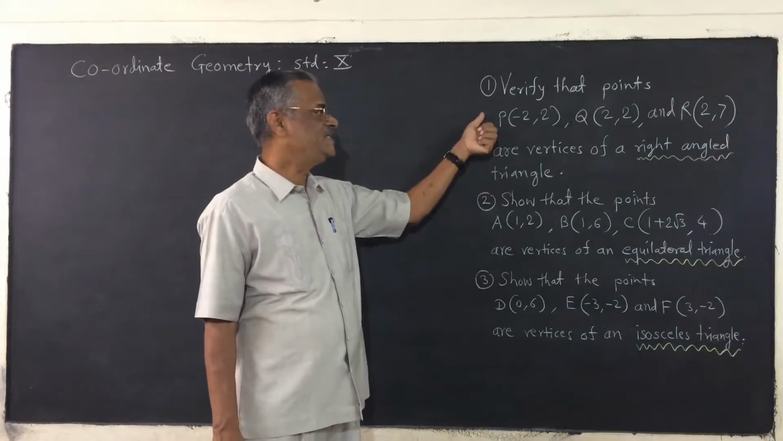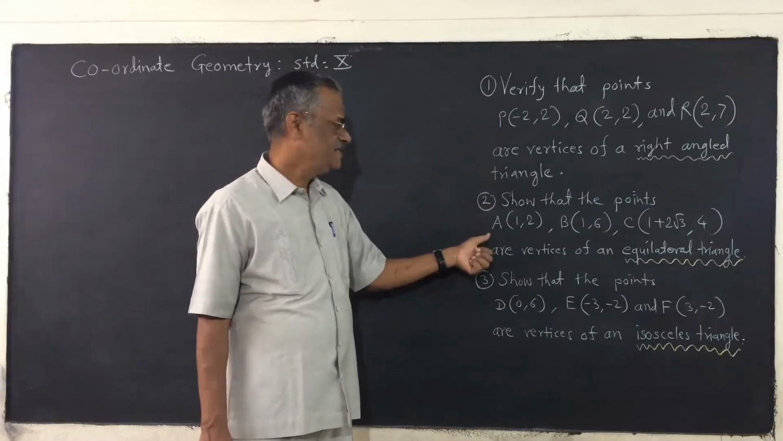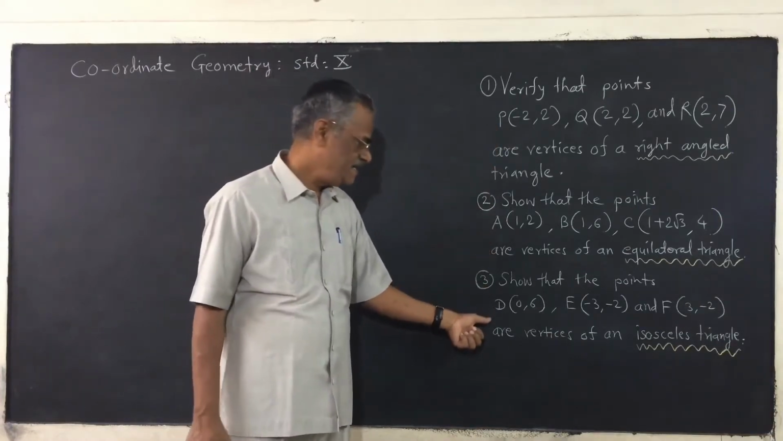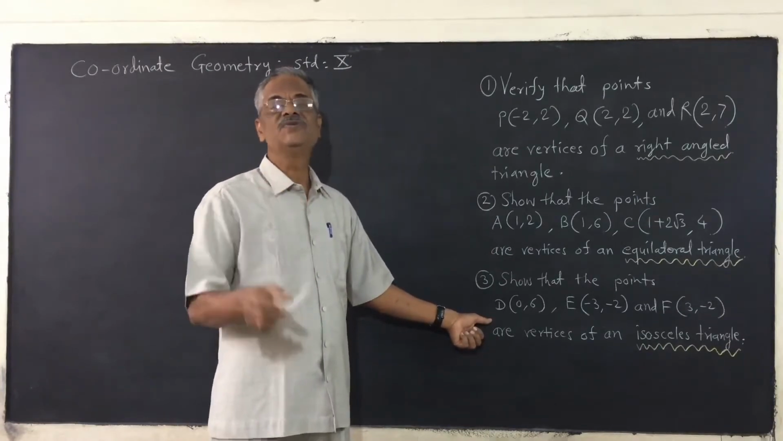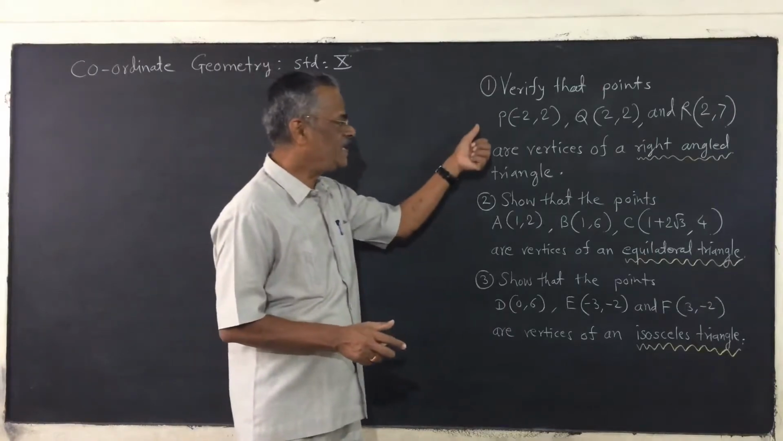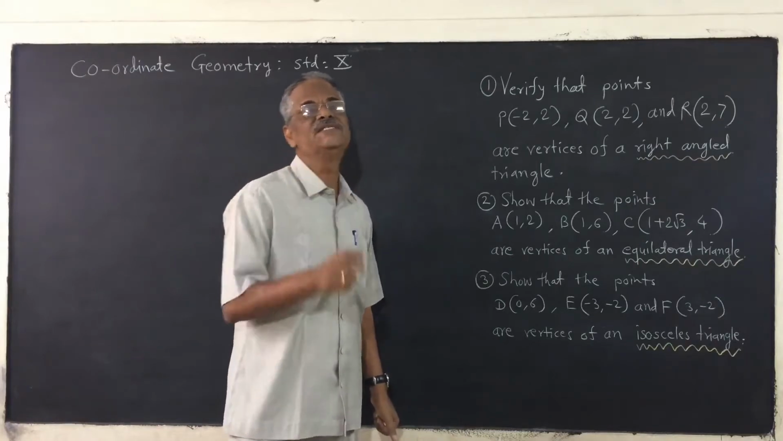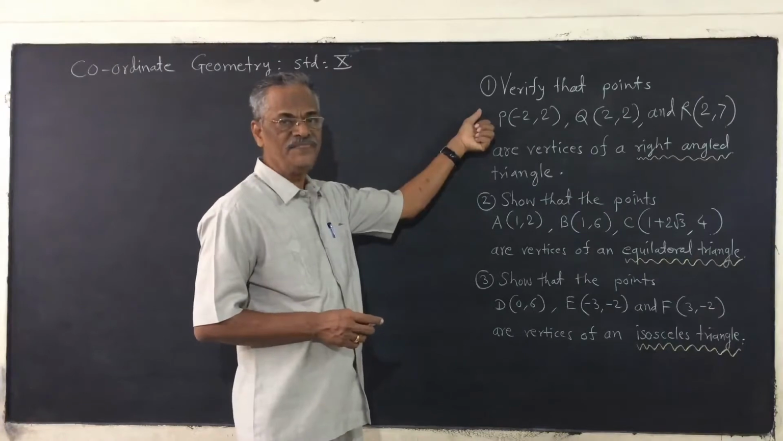You can see that the first question: verify whether the given triangle is a right angle triangle. Second one, whether it is an equilateral triangle. And the third one, whether the given triangle is an isosceles triangle. To prove this, to check this, we are going to use the distance formula. So let us try to solve the first example.